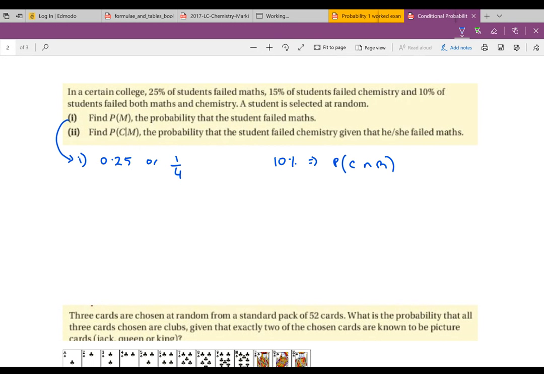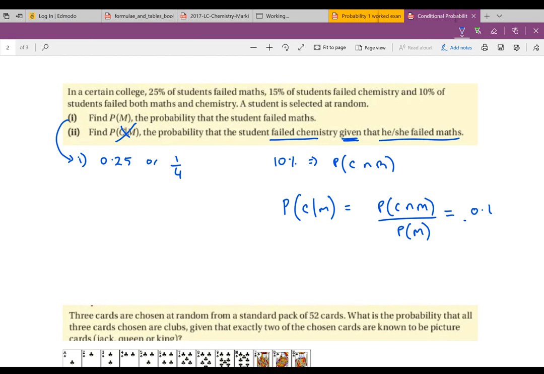Okay, so find the probability that a student failed chemistry given that she had failed maths. So ignoring this, because you should be able to get it yourself. We look for the probability they failed chemistry given that they already failed maths. So that is the probability of both, over the probability of failing maths, which is 0.1 over 0.25, which gets me 2/5.